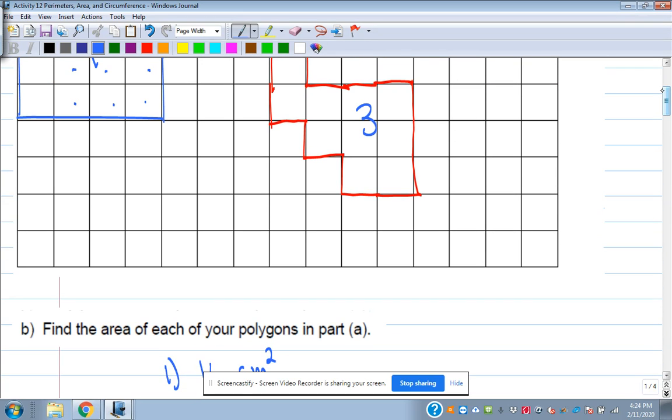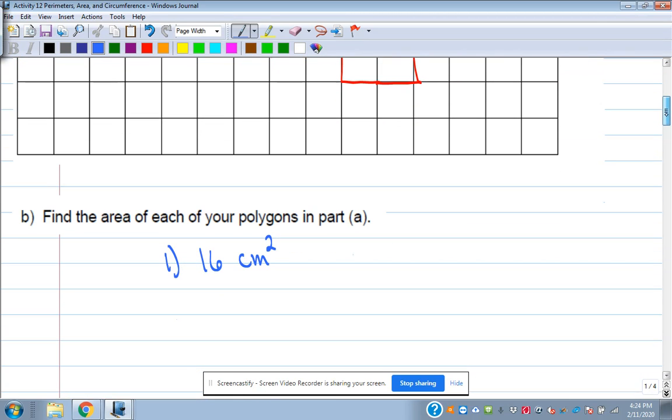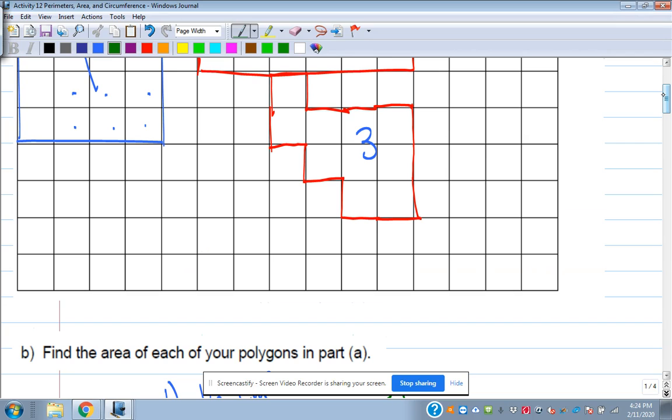And my polygon number 2 was 1, 2, 3, 4, 5, 6, 7, 8, 9, 10, 11, 12. So 2 and 2 is 4, 6 and 6 is 12, so that's 12. So polygon number 2 had an area of 12 square centimeters. And then my extra example, that number 3, has 16 as the perimeter, but the area is 1, 2, 3, 4, 5, 6, 7, 8, 9, 10.